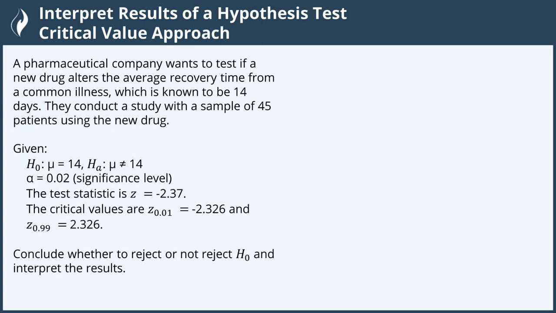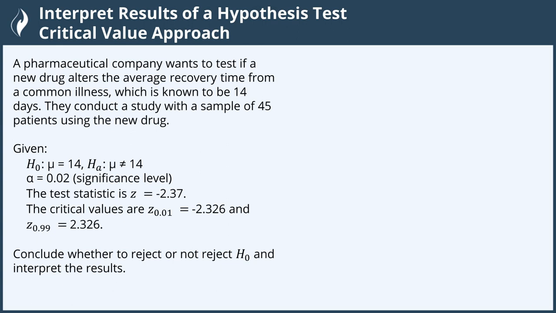Given the null hypothesis is the mean, or mu, equals 14, and the alternative hypothesis, where mu does not equal 14, with a significance level of alpha equals 0.02, the test statistic is z equals negative 2.37, and the critical values are z sub 0.01 equals negative 2.326, and z sub 0.99 equals 2.326. Conclude whether to reject or not reject the null hypothesis and interpret the results.